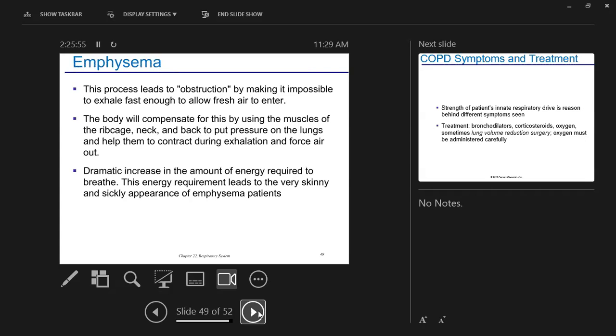The reason that the chest enlarges, the barrel chest, and the change to the clavicles is we are using different muscles now to breathe. We're using, yes, the costal muscles, but we're using the back muscles and the muscles here in the neck, trying to force that air in. That takes a lot of energy.